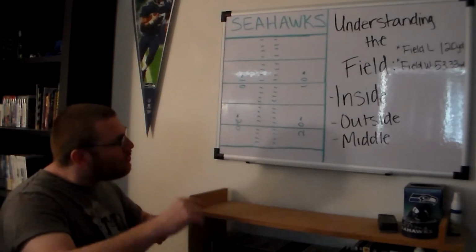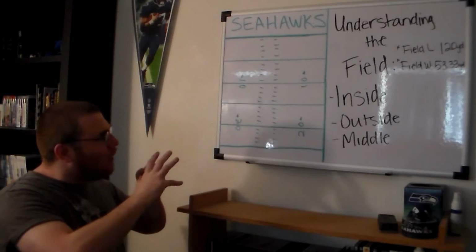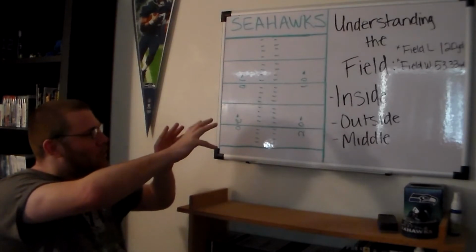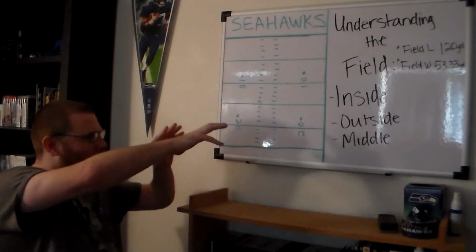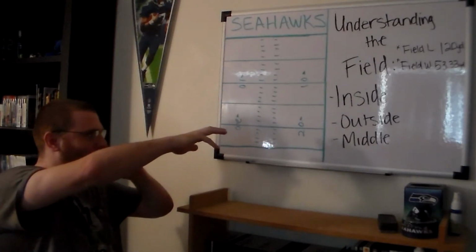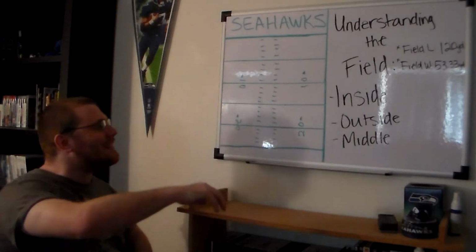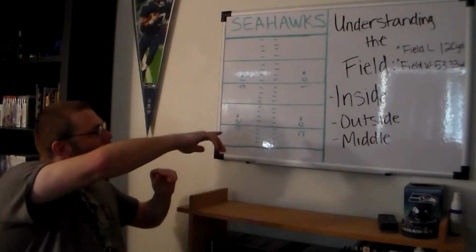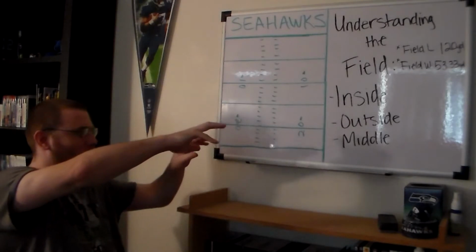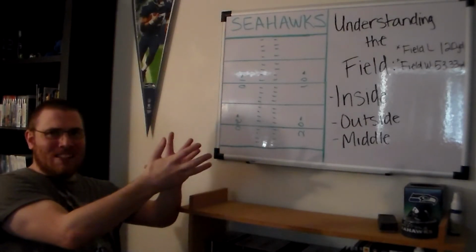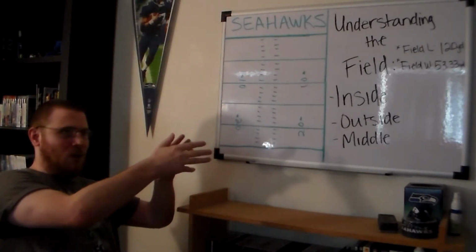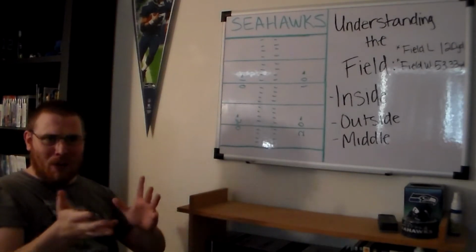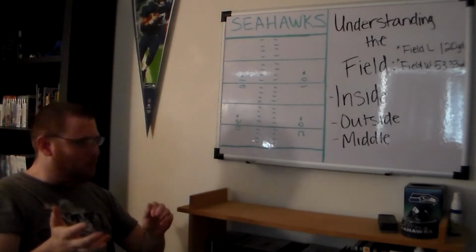Okay? So what I'm going to do now is teach you terms you hear a lot. Now I'm going to work a little out of order from how these are listed. I just realized this now. But you'll hear these terms a lot. Well, he was inside, or he was outside, or he went over the middle. Well, how do you discern that stuff?